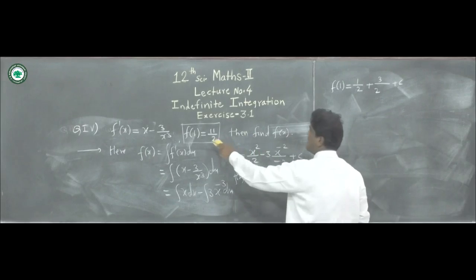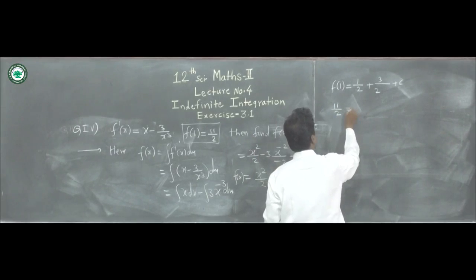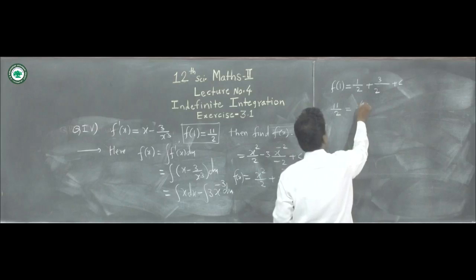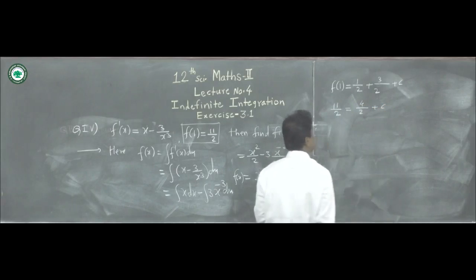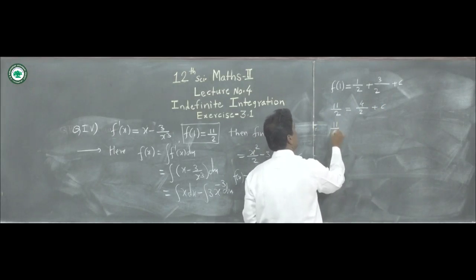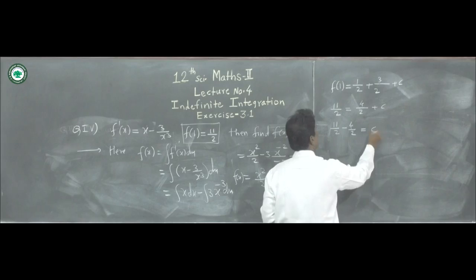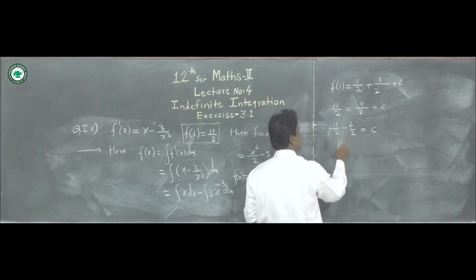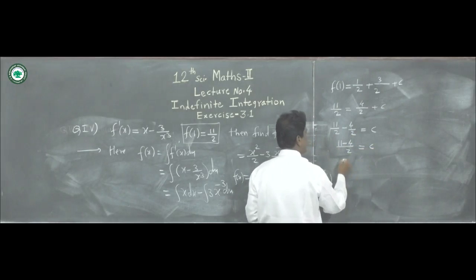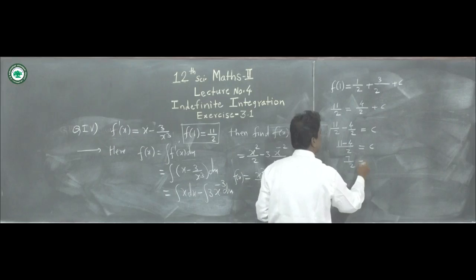Now here f of 1 is 11 upon 2, so here it is 11 upon 2 is equal to, here denominator is same, so 2, 1 plus 3, that is 4, plus constant of integration c. Carry this 4 by 2 on the left side, so it is 11 upon 2 minus 4 upon 2 is equal to c. Here also denominator same, so 11 minus 4 upon 2 is equal to c, and therefore 11 minus 4, that is 7 upon 2 is equal to c.